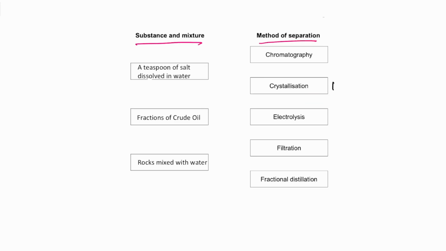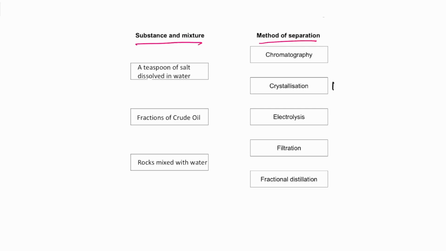Then we've got electrolysis. Now electrolysis, if you guys don't know, you have a molten compound and you separate out the ions. In this case, you wouldn't use it because the water and the salt themselves are not an ionic compound. Okay, this we just mentioned.